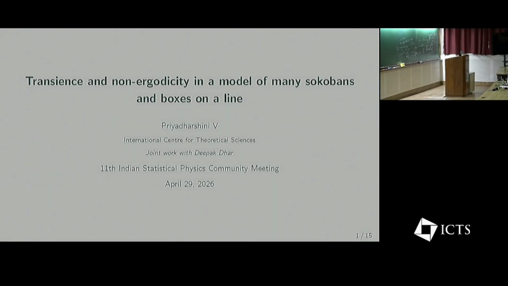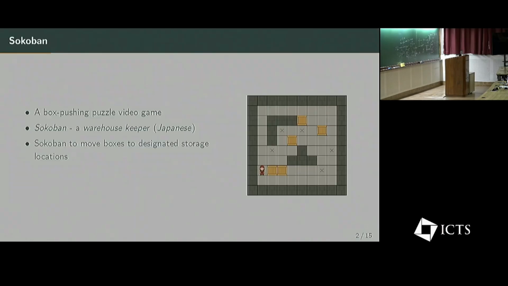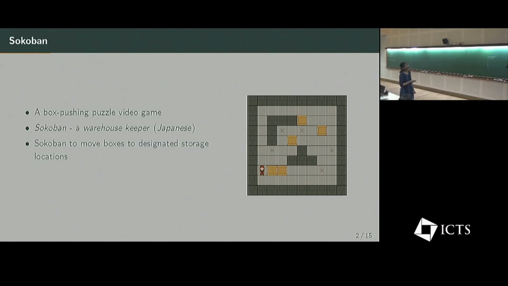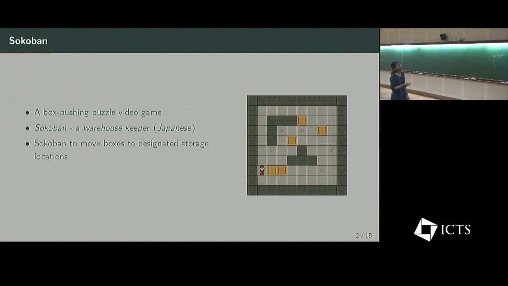So I'll talk about transience and non-ergodicity in a model of many Sokobans and boxes on a line, and this is joint work with Deepak Dhar. So I believe some of you might be familiar with this game Sokoban. This is a box pushing puzzle video game which involves a Sokoban player or a warehouse keeper pushing boxes through a warehouse, trying to get them to these earmarked storage locations.